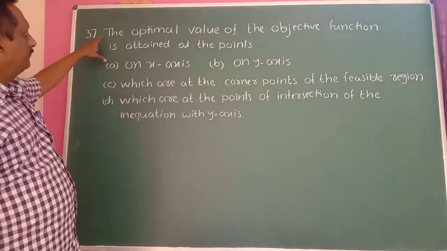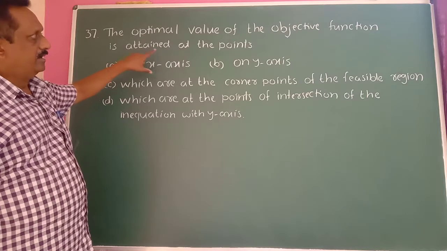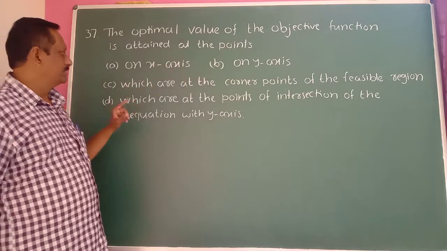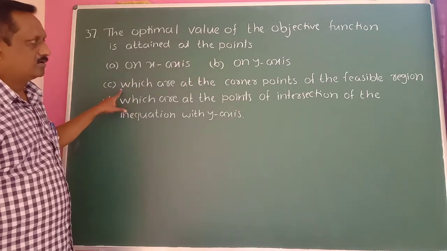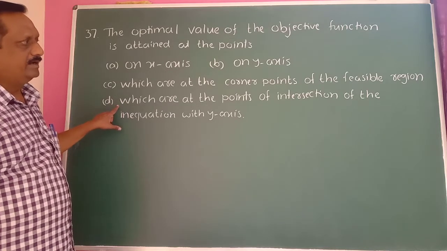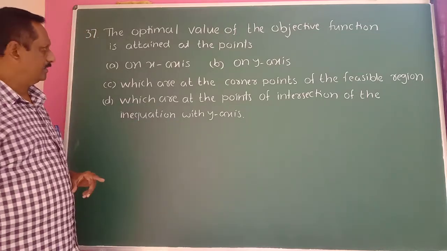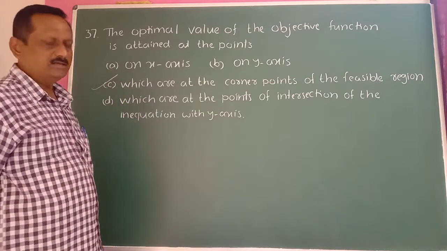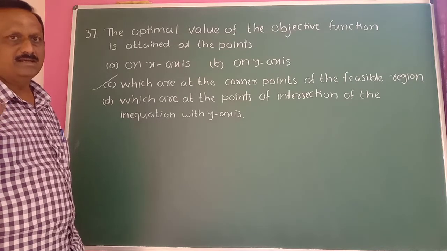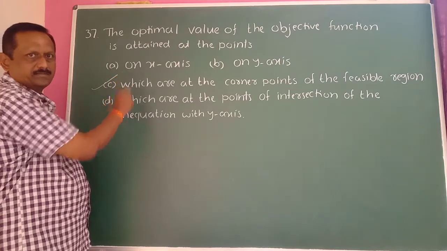Question 37. The optimal value of the objective function is attained at the points: first option, on the x-axis; second, on the y-axis; third, which are at the corner points of the feasible region; and the fourth, at the points of intersection of the inequation with the y-axis. According to the theorem, C is the correct option. The optimal value is obtained only at the corner points of the feasible region.